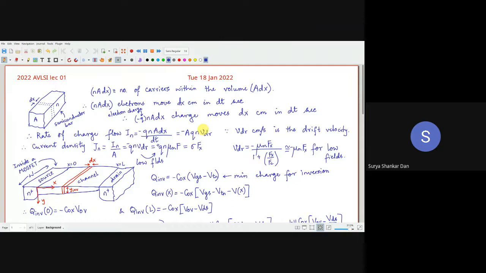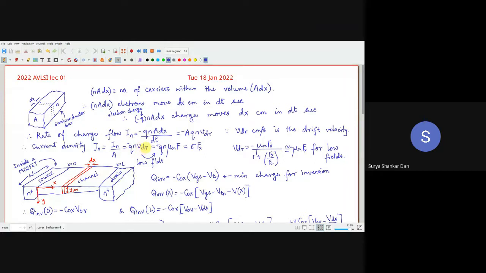So from a device perspective, it becomes easier if we consider something called current density. All right. So what is the current density? Simply the current IN divided by the cross-sectional area. As simple as that. So it simply turns out to be minus q n times the drift velocity VDR.